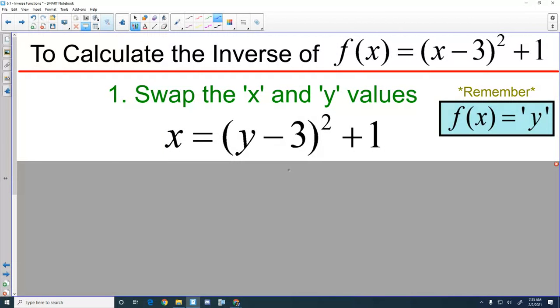Now I've got technically three things I need to address. There's this minus 3, there's this exponent of a 2, and there's this plus 1, right? We've got to get rid of all those. If I get rid of all those, then the y would be by itself, and we'd have our inverse function. So which of those do I have to cancel out first? The 1. You get rid of whatever's basically furthest away from the y.